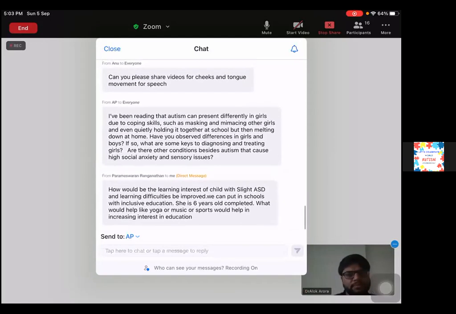Yes. The next question is from Mr. Parmeshwaran. How would the learning interest of a child with slight ASD and learning difficulties be improved? We can put her in schools with inclusive education. She's 6 years old. Would yoga or music or sports help in increasing interest in education?